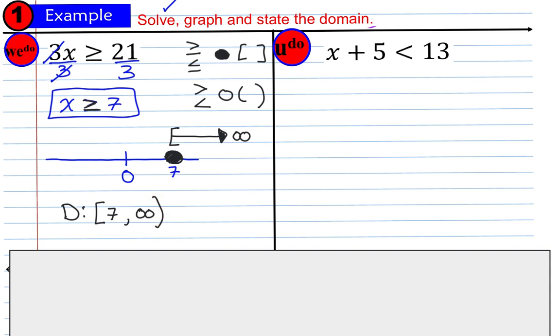So for this problem, the opposite of positive 5 is going to be negative 5. So we subtract 5 from both sides. We have x is less than 13 minus 5, which is 8. So that's our answer for the inequality.